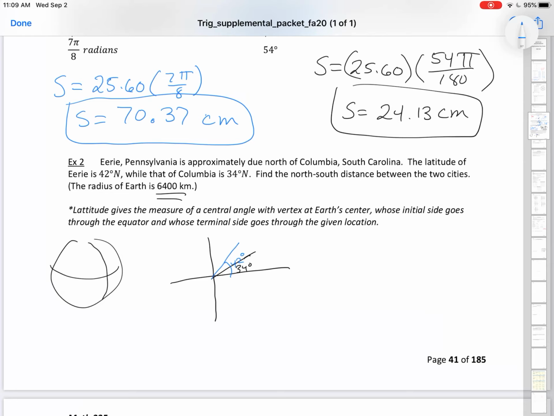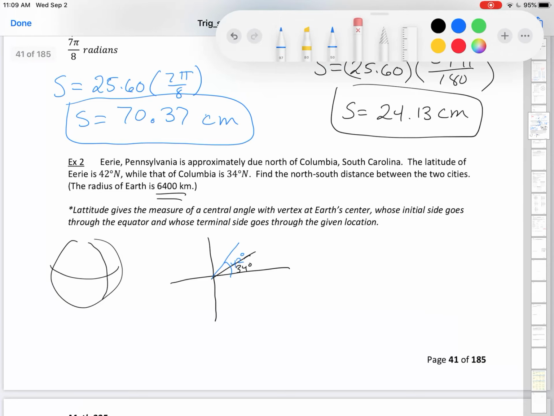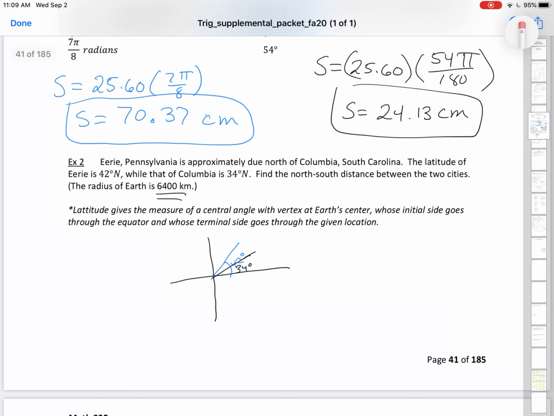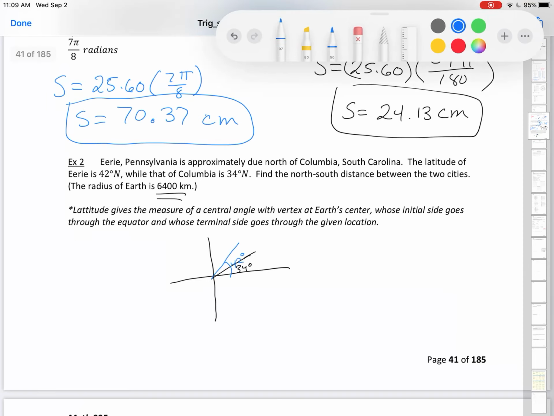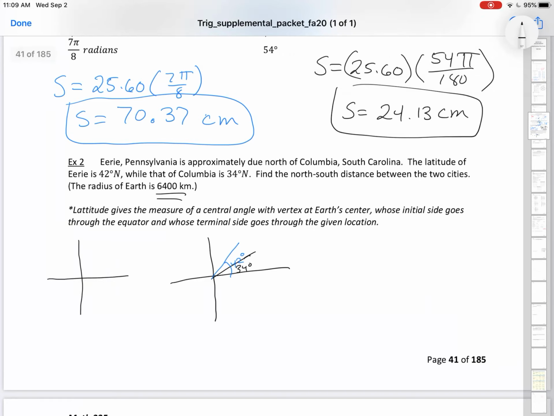If I break out this picture, and let me do that to the right, I'll get rid of my Earth that looks pretty lame, and if we break out this picture, what we're concerned with is this movement right here. We need this arc length. We need this S. That's the S that we need, as we move from the 34 degree line to the 42 degree line. Well, how much is that?